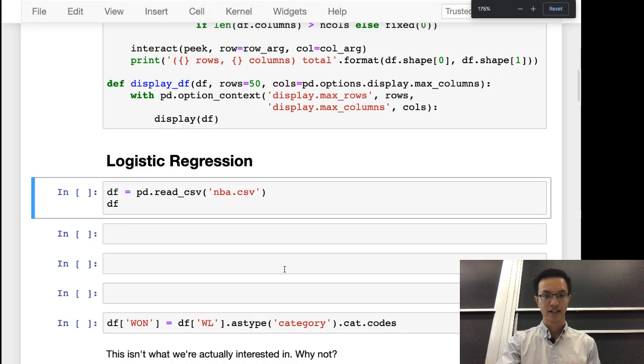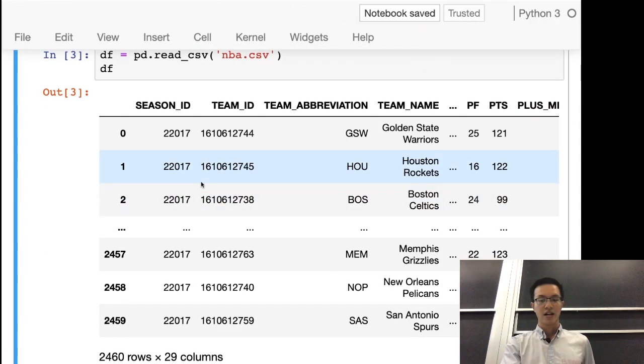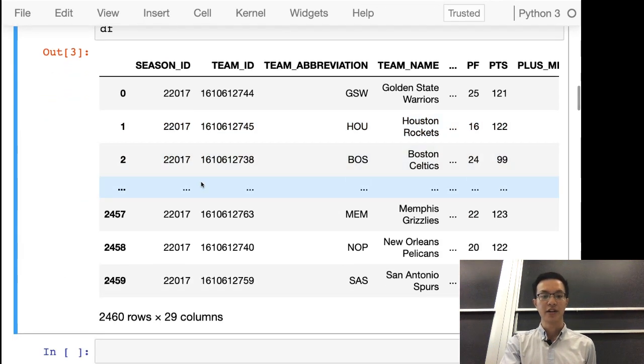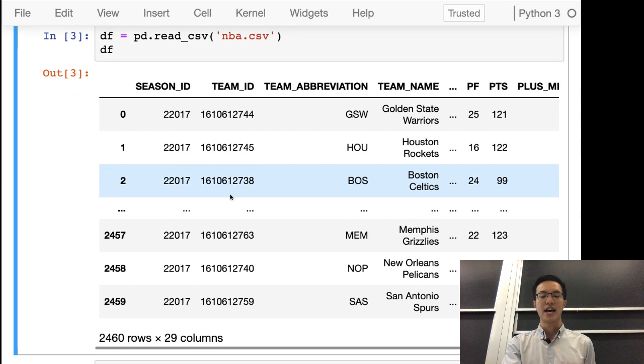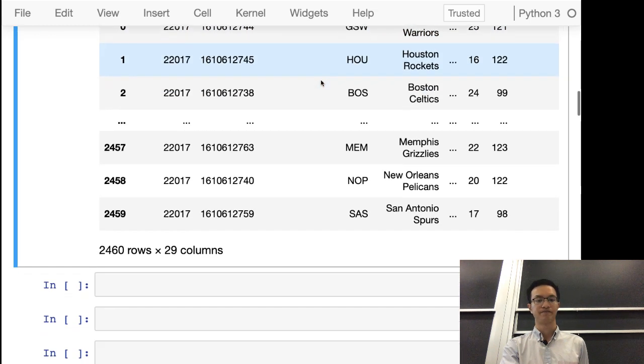All right. Today we're feeling like the NBA, so I have here some NBA data. And what I have here is a data set containing NBA games. And I have here one row for every game that was played between two teams.